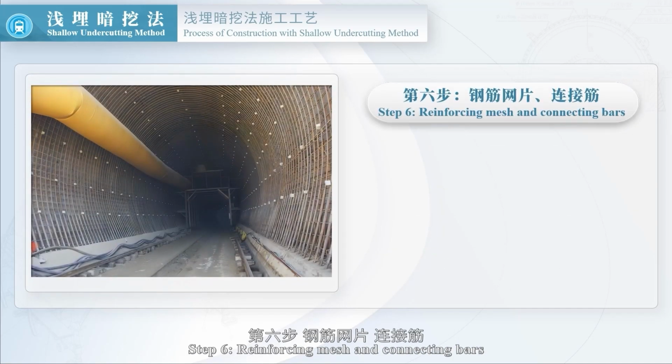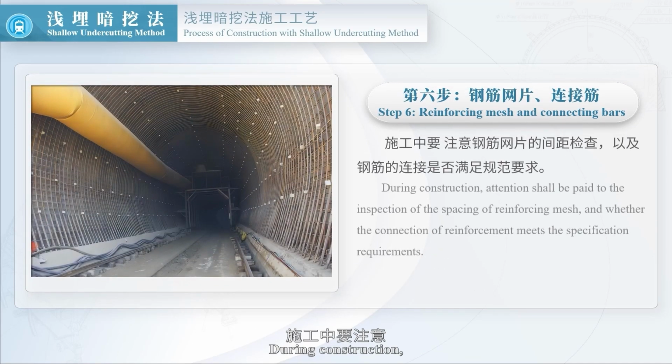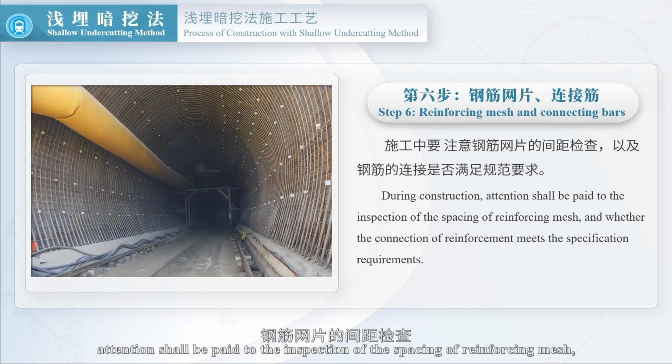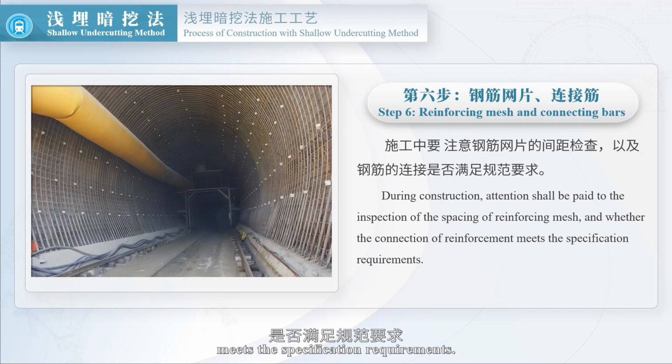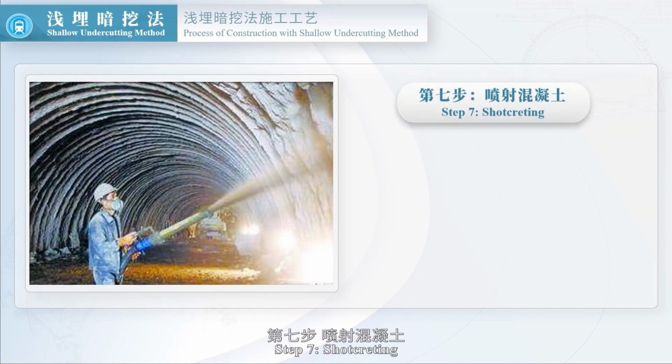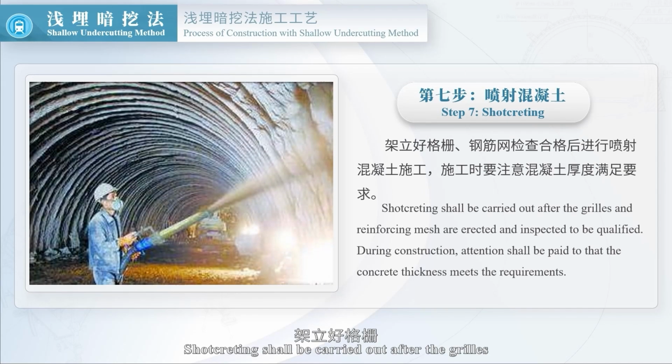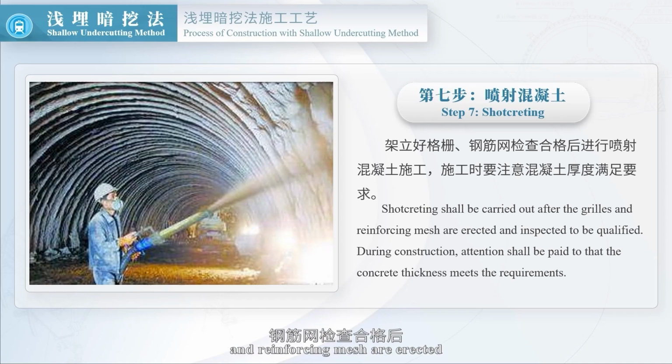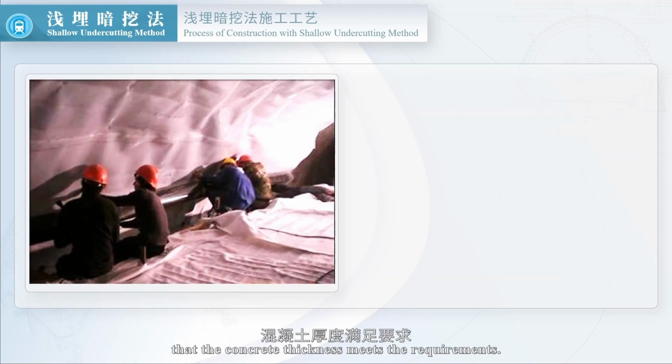Step 6. Reinforcing mesh and connecting bars. During construction, attention shall be paid to the inspection of the spacing of reinforcing mesh, and whether the connection of reinforcement meets the specification requirements. Step 7. Shotcreting. Shotcreting shall be carried out after the grills and reinforcing mesh are erected and inspected to be qualified. During construction, attention shall be paid to ensure that the concrete thickness meets the requirements.